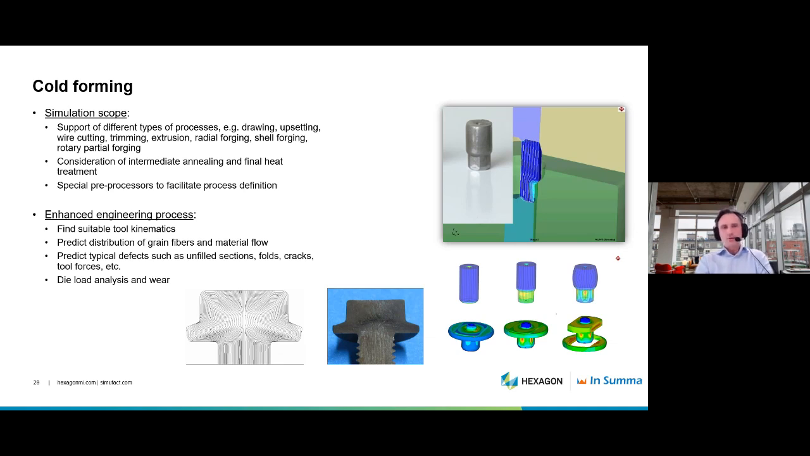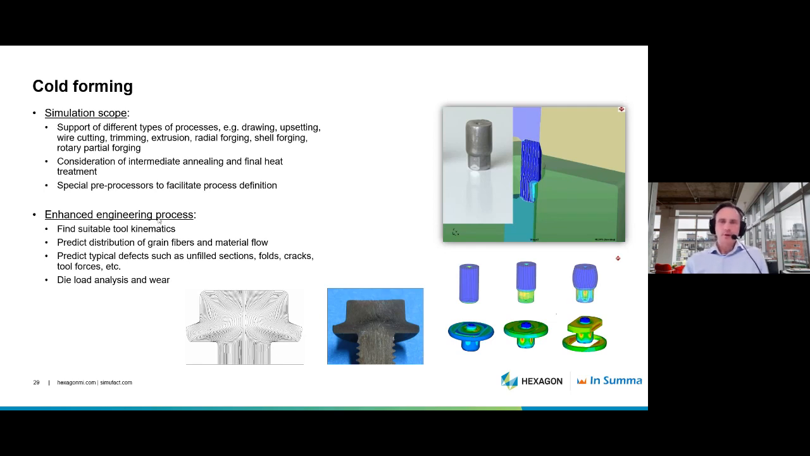All sorts of defects you can find in cold forming, again, unfilled sections, overfolds, cracks, all that can be analyzed, including obviously tool forces, which can then also be used to estimate how the die is performing, whether there are some issues with the failure of the die in the process or any kind of potential issues further on with tool wear.